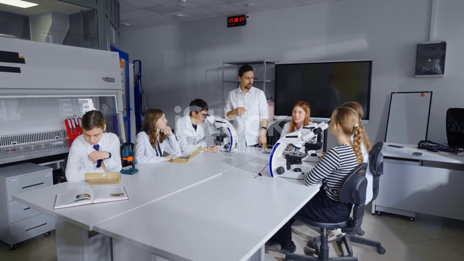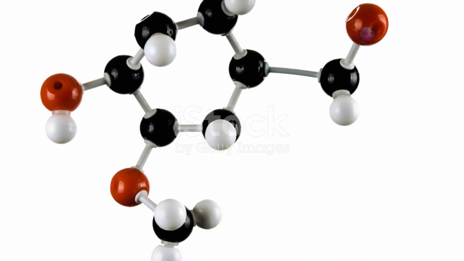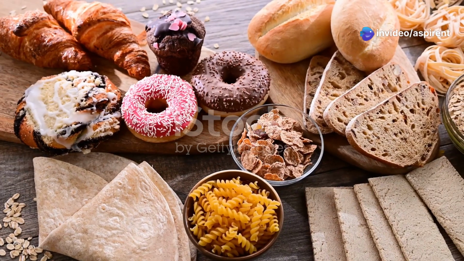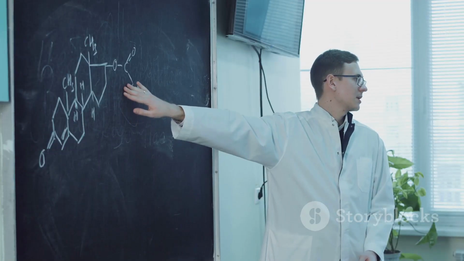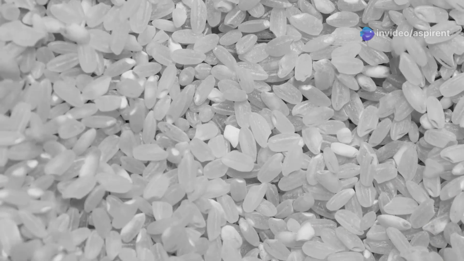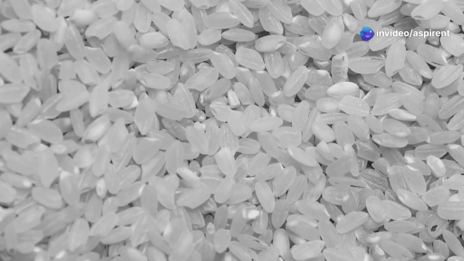Carbohydrates are the primary energy source for most living organisms. They are made up of carbon, hydrogen, and oxygen, usually in a 1:2:1 ratio. You can find carbohydrates in foods like bread, rice, and pasta. Carbohydrates can be simple or complex. Simple carbohydrates like glucose and fructose are made up of one or two sugar units. Complex carbohydrates like starch and cellulose are made up of many sugar units linked together.